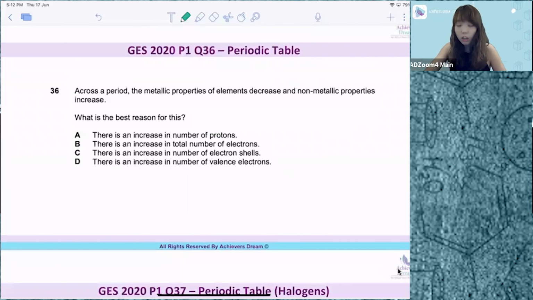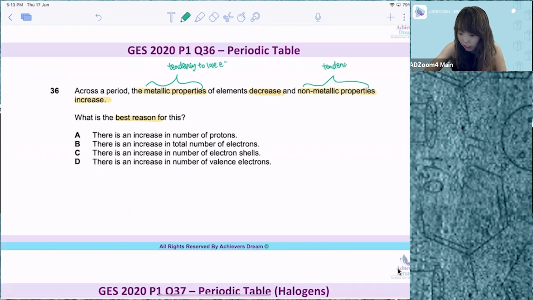Question 36. Across a period, the metallic properties of elements decrease and non-metallic properties increase. What is the best reason for this? So under the periodic table, when we talk about metallic properties, we are referring to the tendency to lose electrons. And for non-metallic properties, we are referring to the tendency to gain electrons.